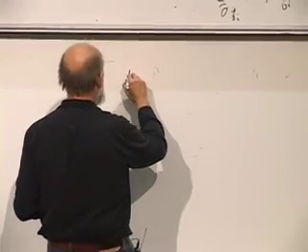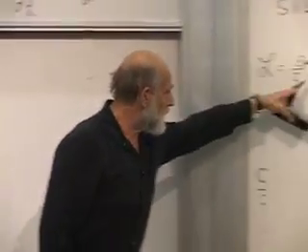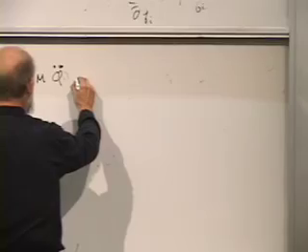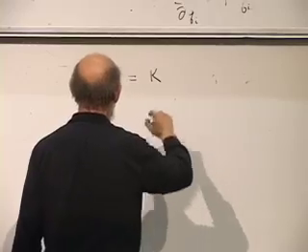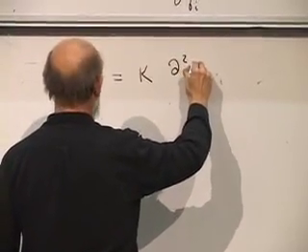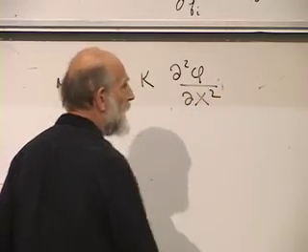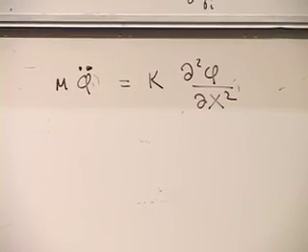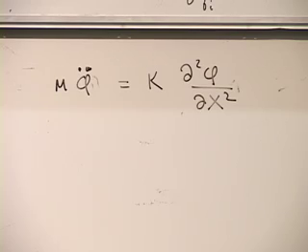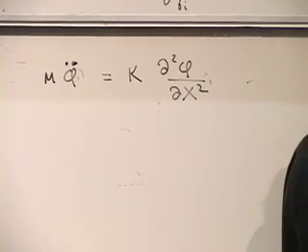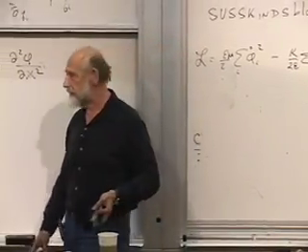mu phi double dot, coming from this term, is equal to kappa times the second derivative of phi with respect to x squared. The epsilons would still cancel. The epsilons were in places that have them disappear out of the final answer. Potential doesn't have the mass, but the kinetic term does. Kinetic term has the mass, potential term has a spring constant like factor.